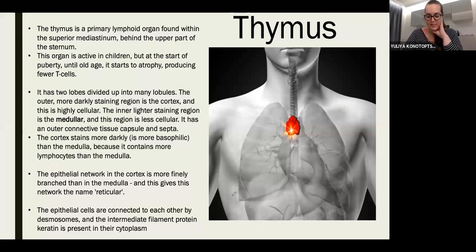Okay, let's talk about thymus. Thymus is a primary lymphoid organ. The place where it is superior mediastinum. This is the upper third of a space which is located behind the sternum, right? So here we have our sternum. The space behind it is called mediastinum. There are three of them: superior, middle, and inferior mediastinum.